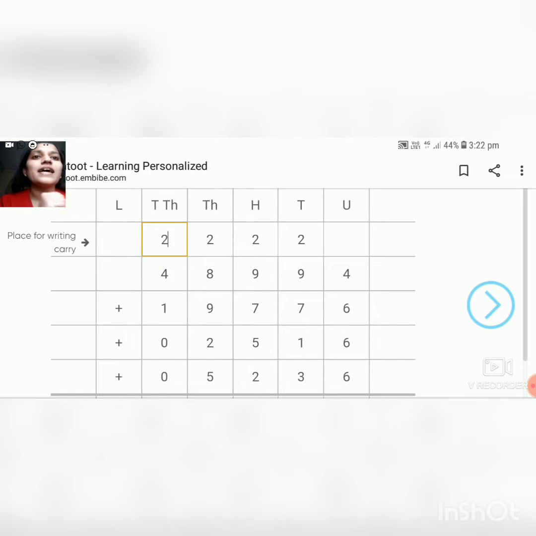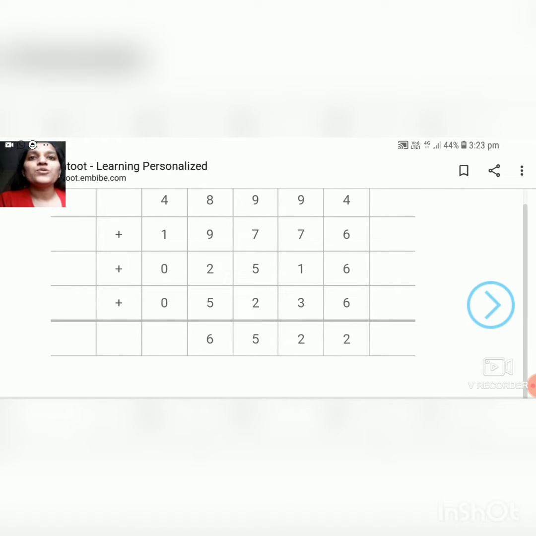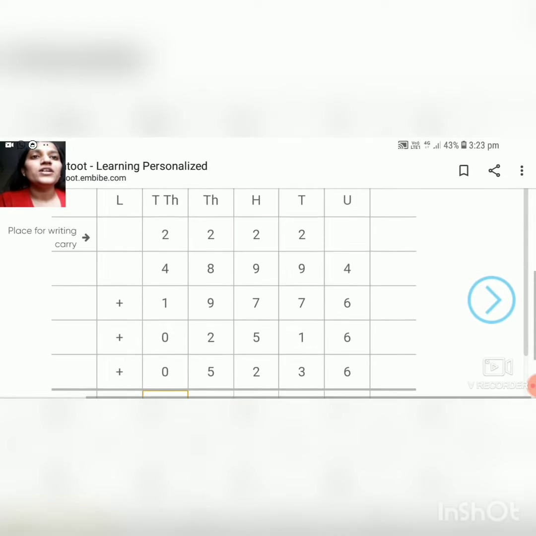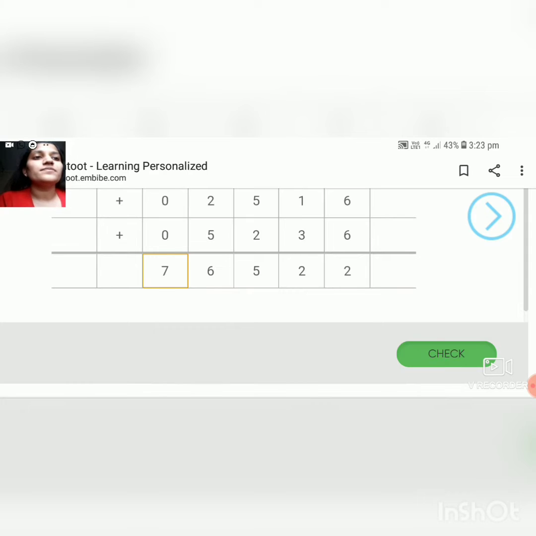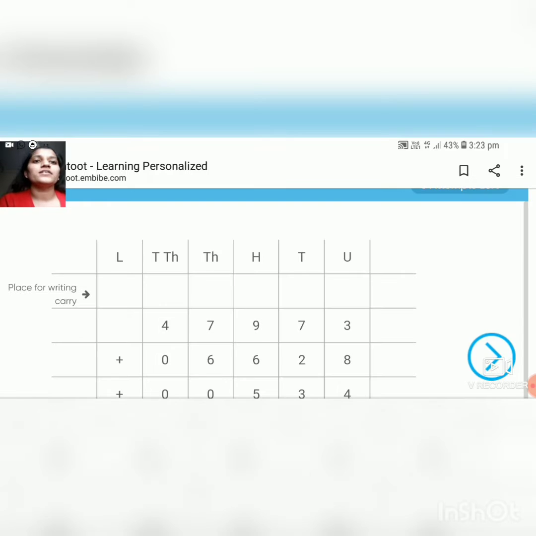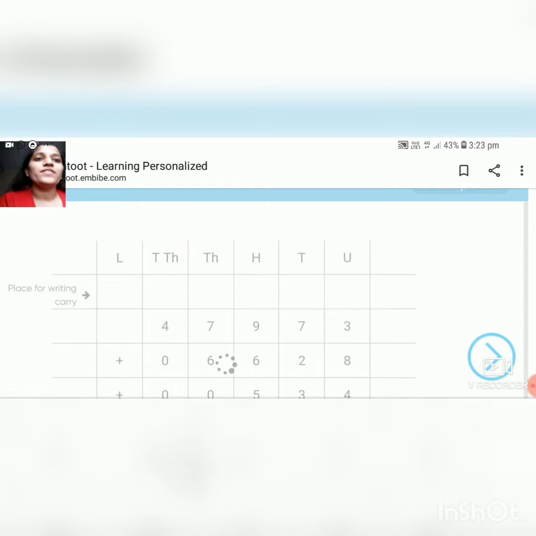Here we can see that in the 10,000s place again we have 2 as carryover. Then 2 plus 4 is 6, 6 plus 1 is 7, 7 plus 0 is 7, 7 plus 0 is 7. So we are going to write 7 here. So students, our answer is 76,522. Let's check the answer. Yes, our answer is correct. Like this you are going to solve the sums of 5-digit numbers and above.